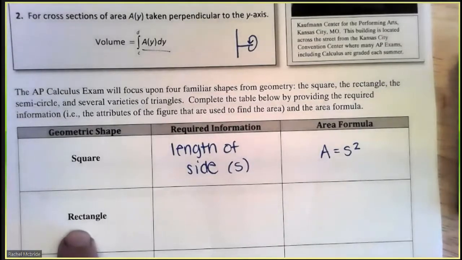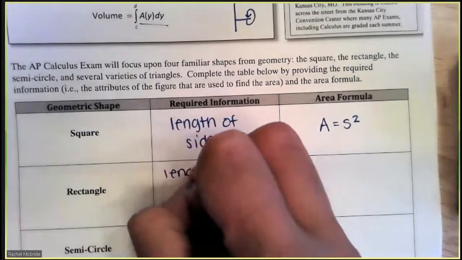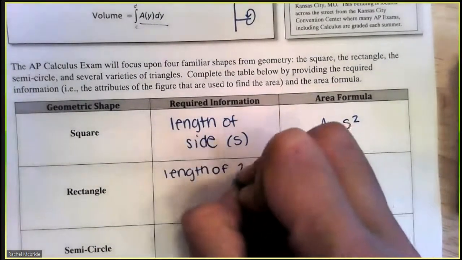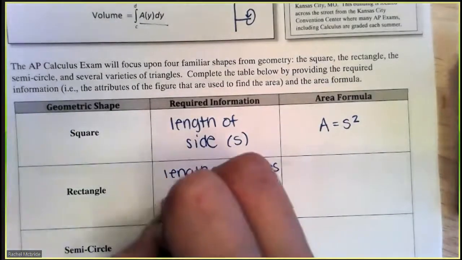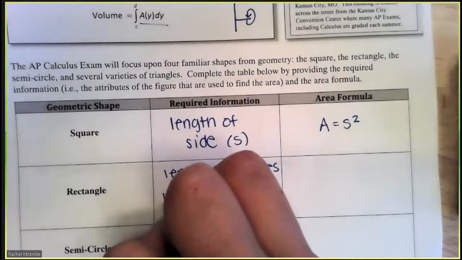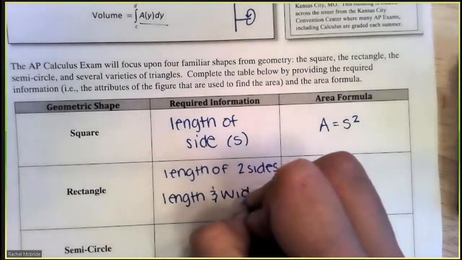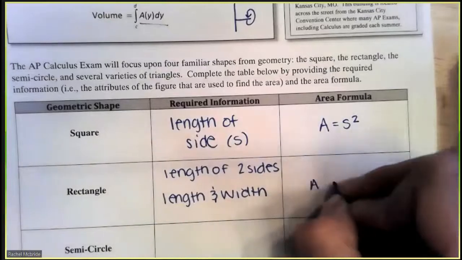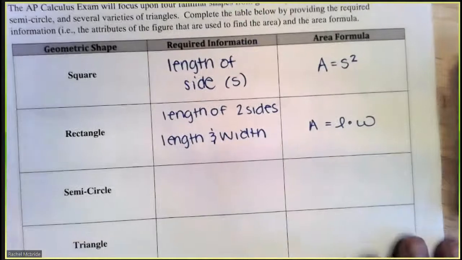If you want to know a rectangle's area, then you need to know the length of two sides. We always denoted those as length and width. So the area of a rectangle is L times W.